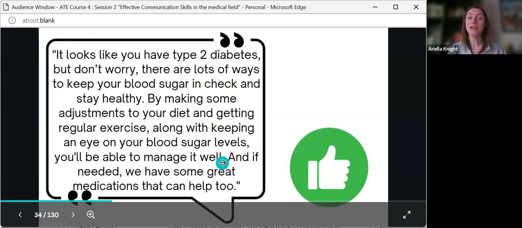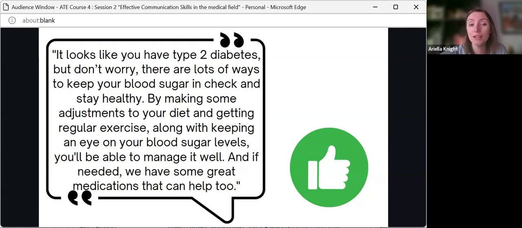Great. So we have, it looks like you have type 2 diabetes, but don't worry, there are lots of ways to keep your blood sugar in check and to stay healthy. By making some adjustments to your diet and getting regular exercise, along with keeping an eye on your blood sugar levels, you'll be able to manage it well. And if needed, we have some great medications that can help too. Okay. Very, very non-medical terminology, but the same core information is included.